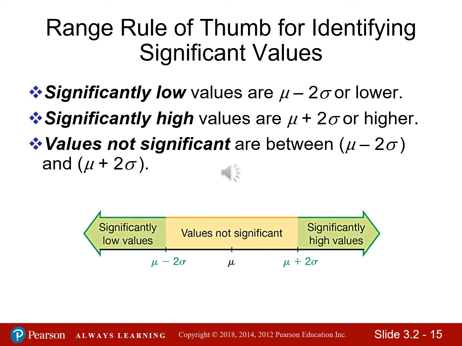So we would say that significantly low values are the mean minus 2 standard deviations or lower, and significantly high values in our data sets are the mean plus 2 standard deviations or higher. And finally, we'd say that values are not significant if they are between the mean minus 2 standard deviations and the mean plus 2 standard deviations.